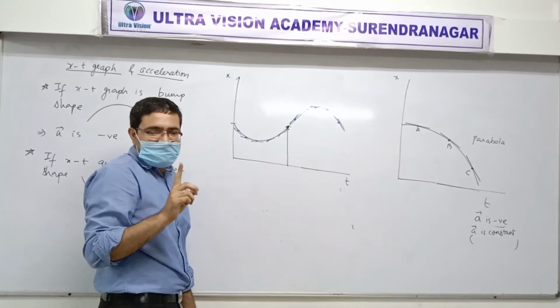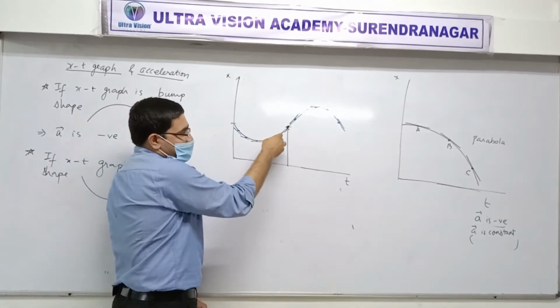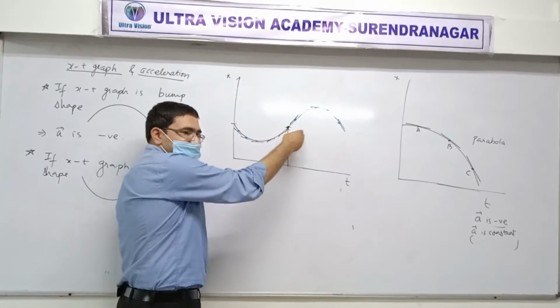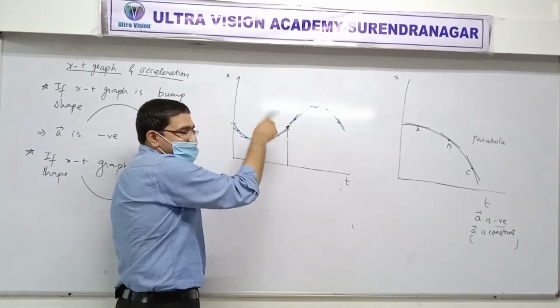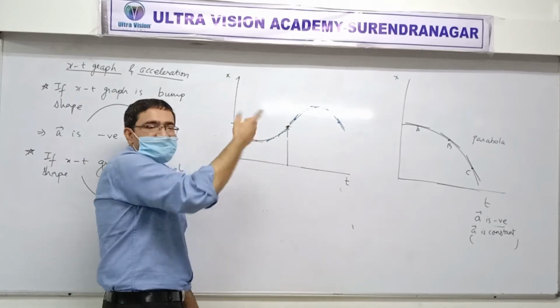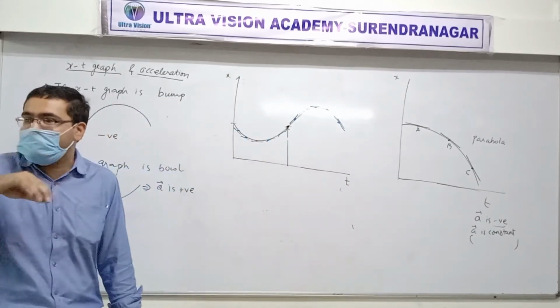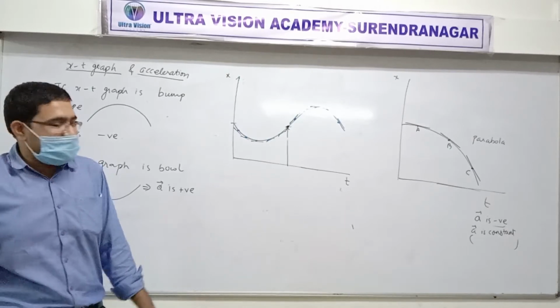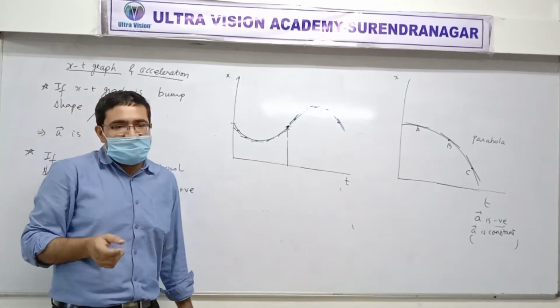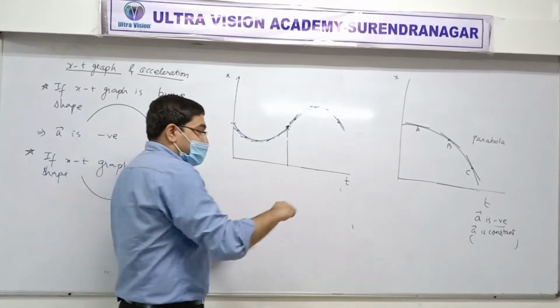Make sense what I'm saying? If I take a little left side, it's a part of bowl. If I take a little right side, it's part of bump. But here it's neither bowl nor bump. It's actually changing from this to that. Understood? Yes or no? Yes. Right? So at this very point, I'm talking about acceleration and not velocity.